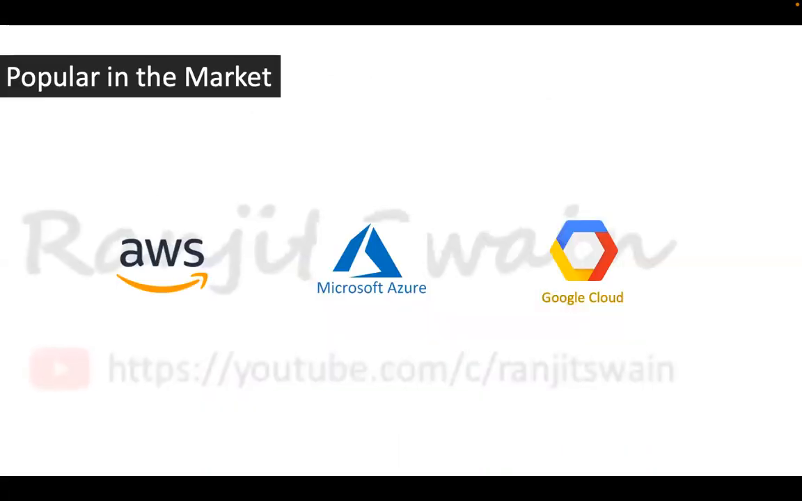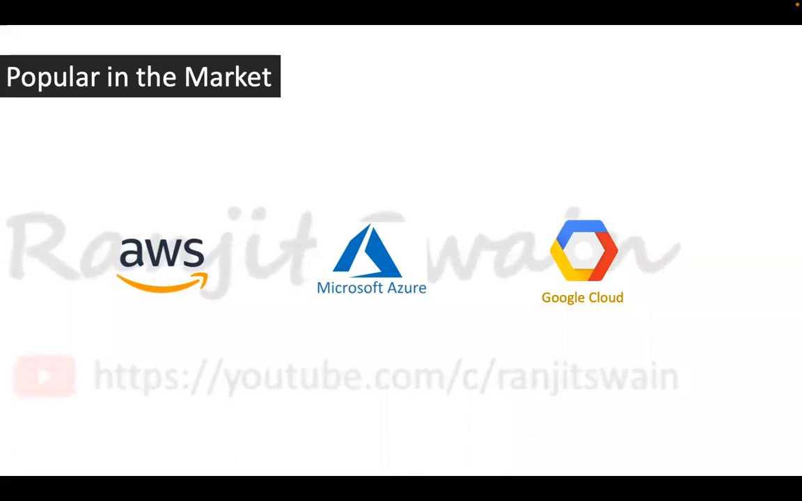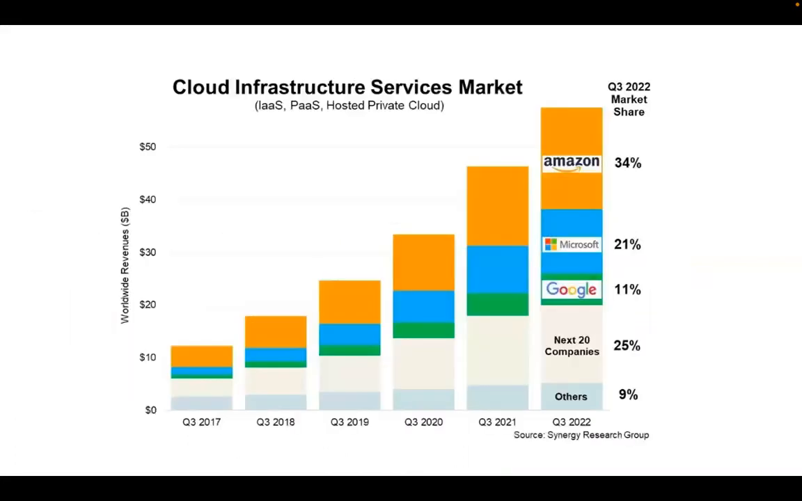So why is it so popular in the market? AWS is so popular, then Microsoft Azure, then Google Cloud. If you see this diagram, cloud infrastructure services in the market by quarter three 2022, you can see Amazon or AWS has shared 34% of the market revenue, in billions of dollars. 34% of the market has been captured by AWS. 21% has been captured by Microsoft Azure, and Google has captured 11%. The rest of the next 20 companies, smaller companies, hold 25%. And the others, which are very small cloud service providers, hold 9%.